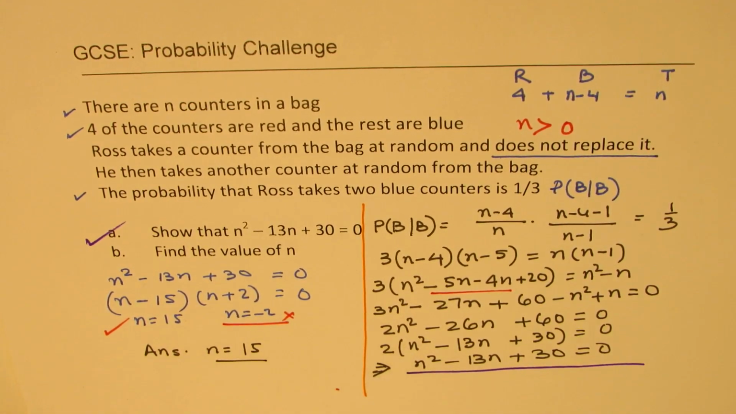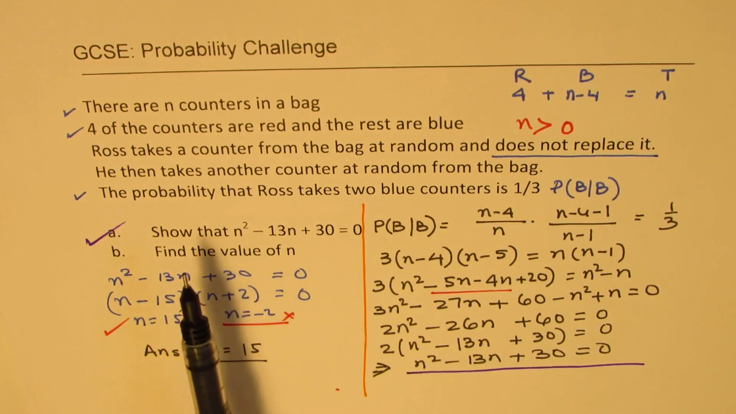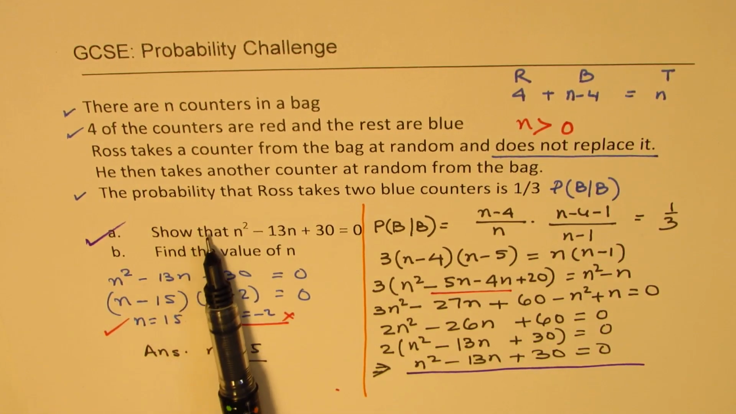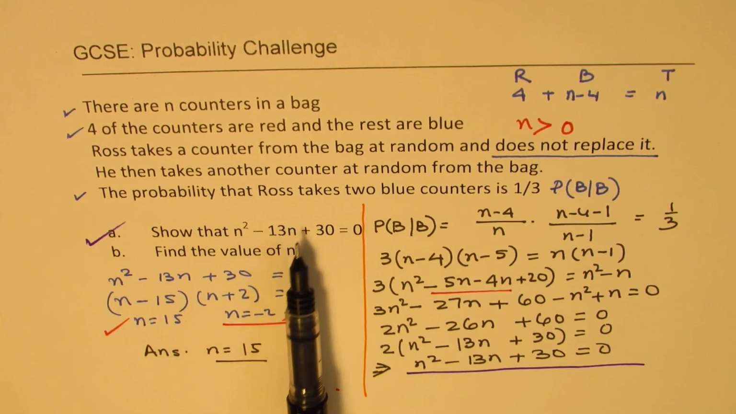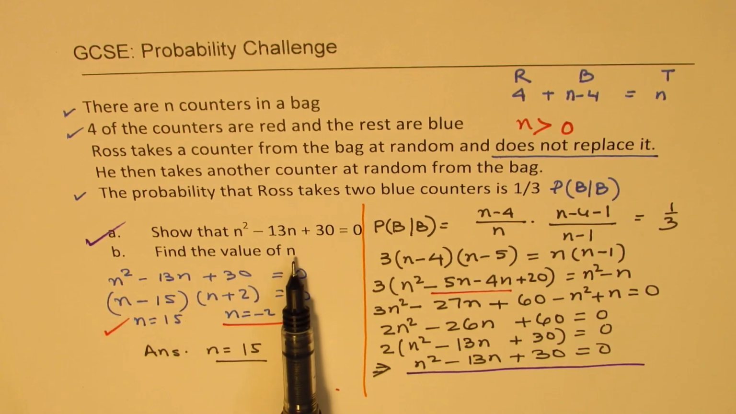Is that clear to you? Now, for some of you, let us say if you are unable to prove part A, it's not a bad idea to use that equation and find n. You get my idea, right?